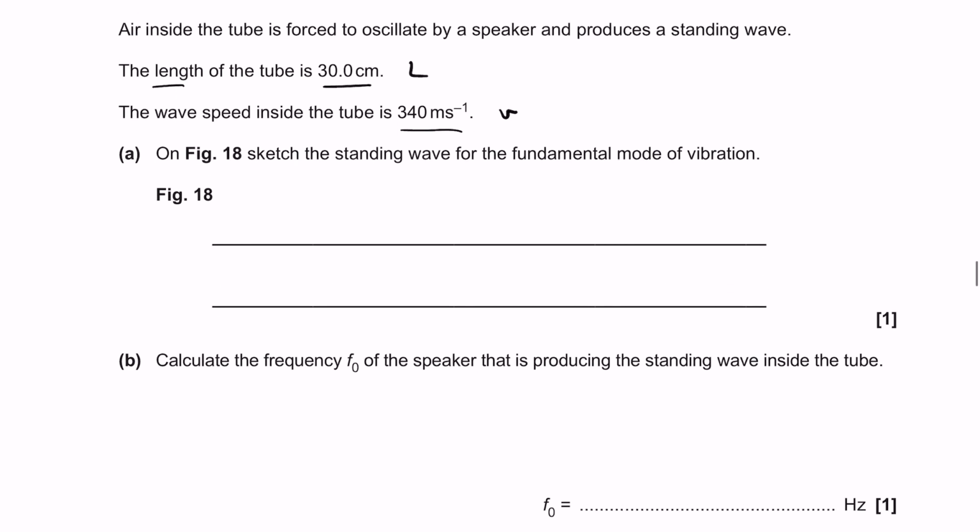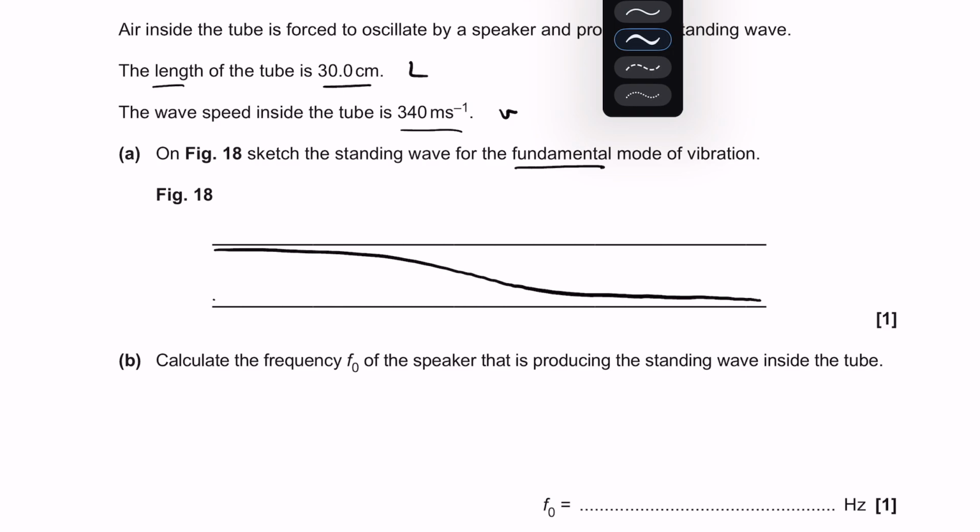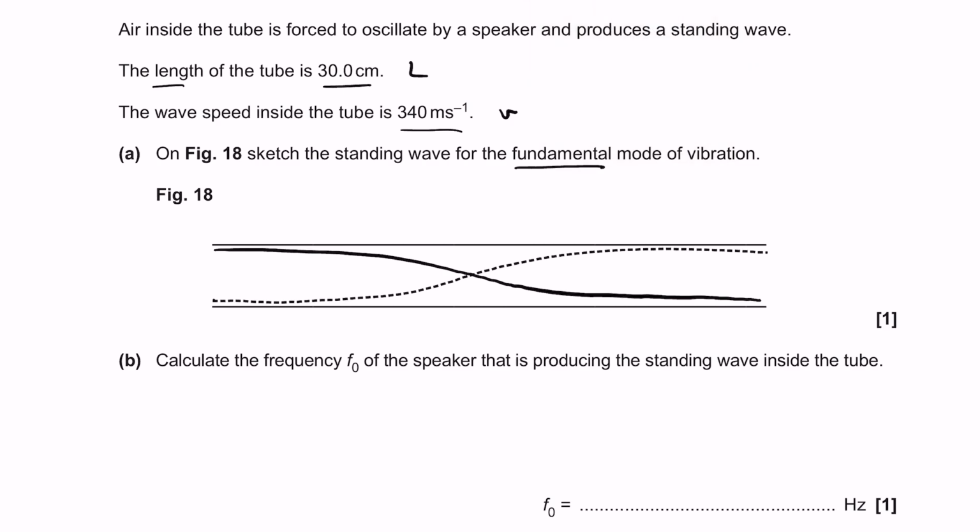So both the ends are open, so we're going to have antinodes, and it's fundamental, so it will hence look something like this. It will have one node, like so. I'm really bad at drawing these sketches. One second, I'll just get my dotted line up. So it will look something like this. Okay, right, let's move on to the next part.